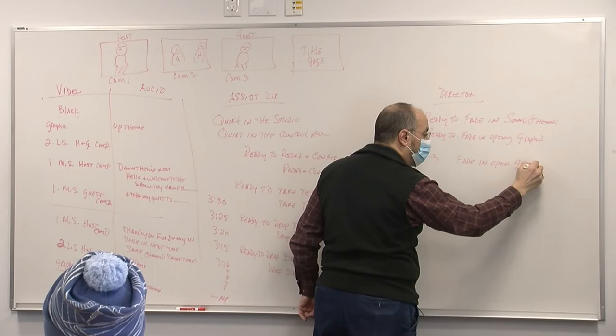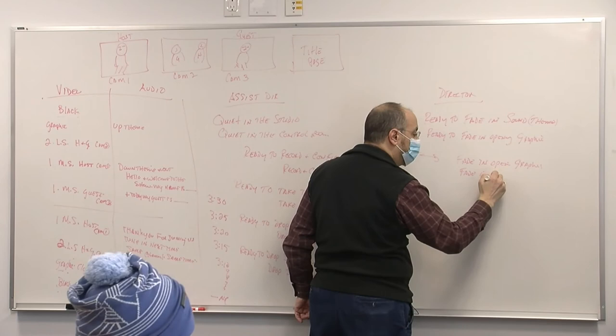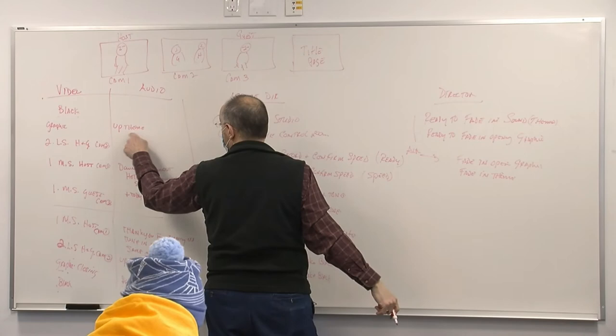So when I say 5, 4, 3, 2, 1, air, then you say fade in opening graphic. Fade in theme. Now we're seeing the graphic and the theme. The next is this thing.